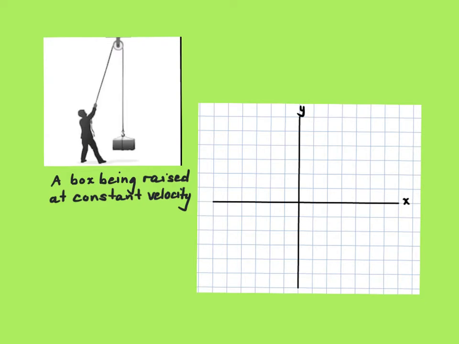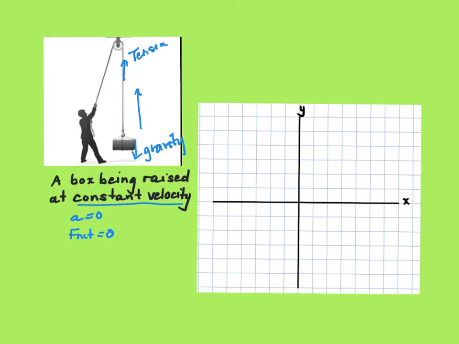So we have a box being raised at constant velocity. So the box is going to be raised upwards, but we're at constant velocity. So again, our acceleration is 0. So our net force is going to be 0. So again, we've got gravity. And we've got a force of tension.